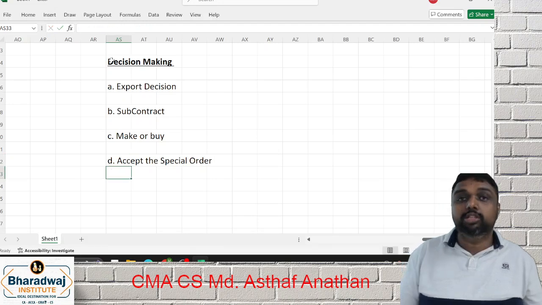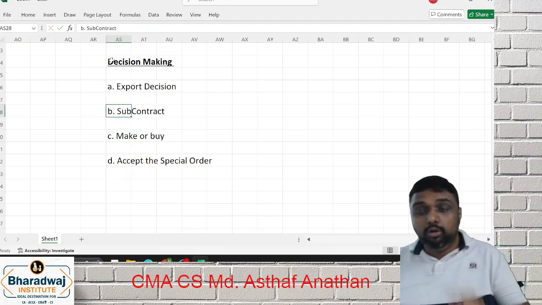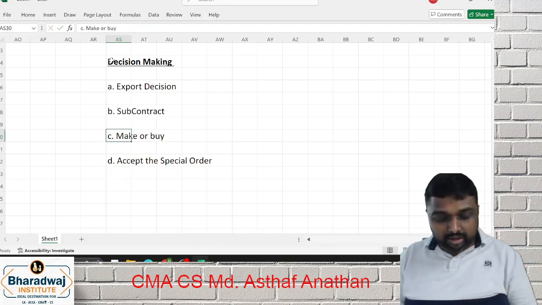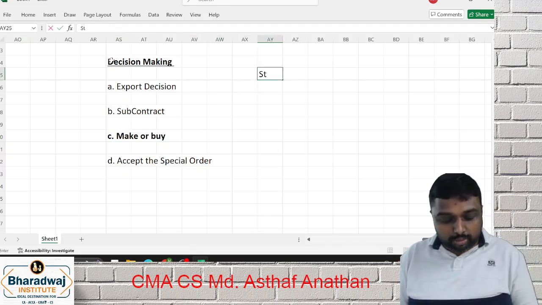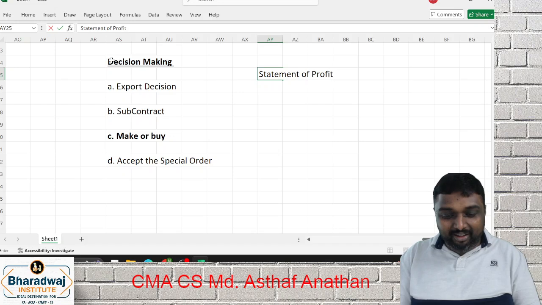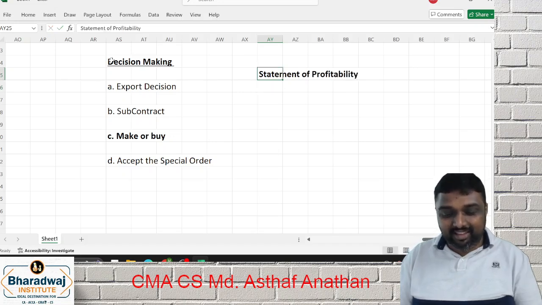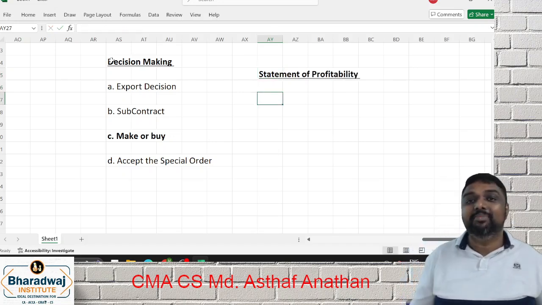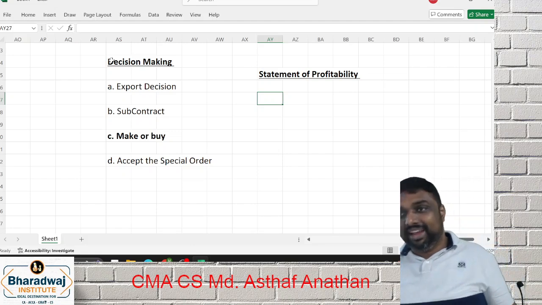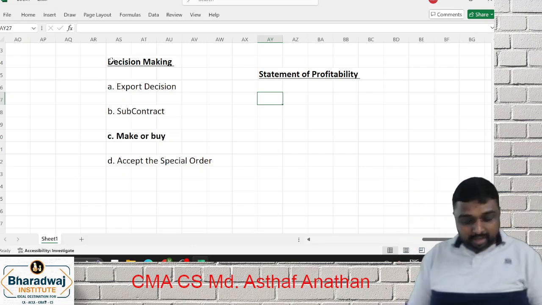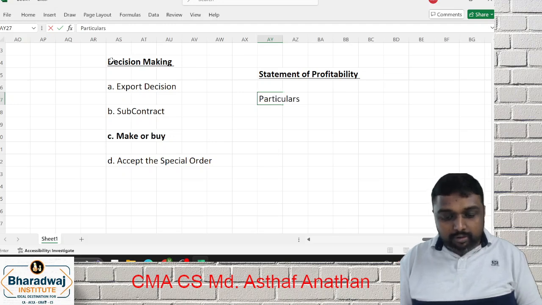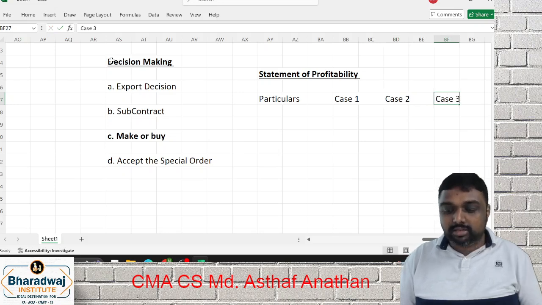How will we do all these points? If anything, you will do make or buy differently. But apart from make or buy, in the majority of things you have to prepare a statement of profitability. 99% of cases, after the formula, you have to prepare a statement of profitability. What is a statement of profitability? Case 1, case 2. How many cases do you have to do?